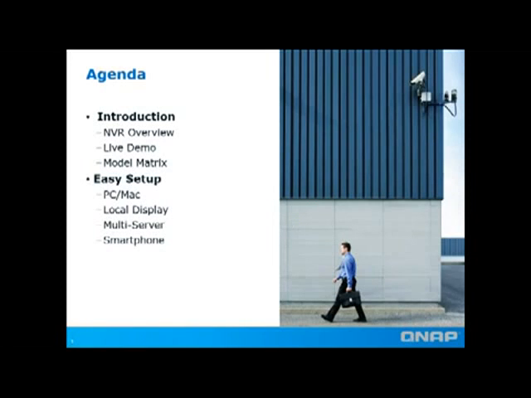So let me go over the agenda. We have two parts today. The first part is to go over what QNAP is and what we offer and how to find the right product. And the second part, we'll go over the basics of when you get a QNAP, how to set it up. And there are several different ways. You can use a traditional PC or Mac, or you can use a local display like a DVR. And lastly, you can set it up using multiple servers for a CMS system or add it to your smartphone. So we'll get started with the first part.